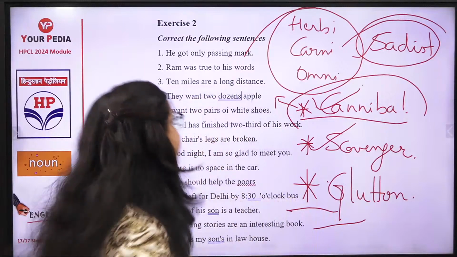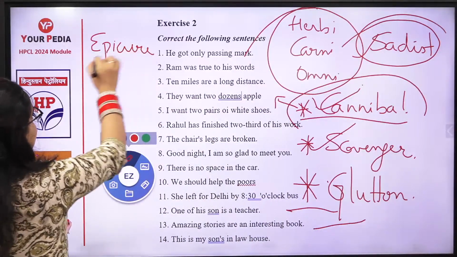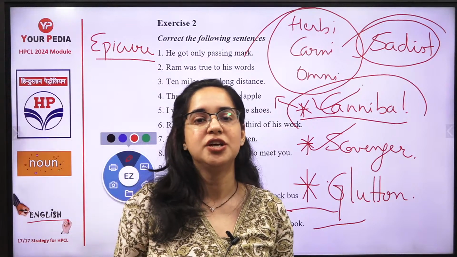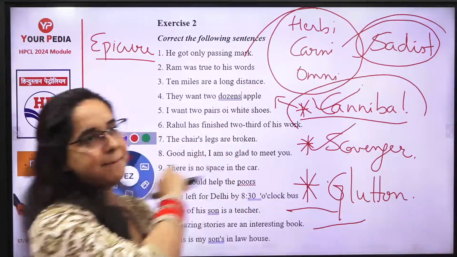Second word is epicure. Epicure is a person who finds pleasure by eating and drinking. So one who eats too much and who finds the pleasure in eating and drinking only, that is epicure.